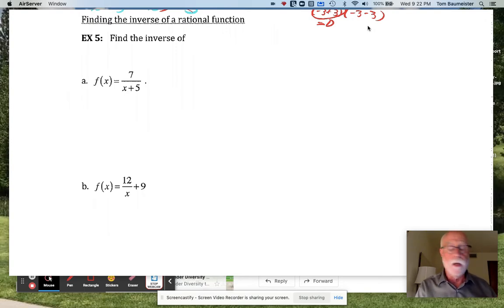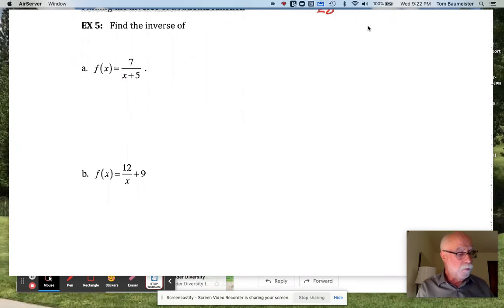And then there's one of these on the test again. And then I'm going to show you how to do it for our last example too. So on the first one here, remember, our goal was first we're going to write this as a y, right? f of x is a fancy way of writing y equals 7 over x plus 5.